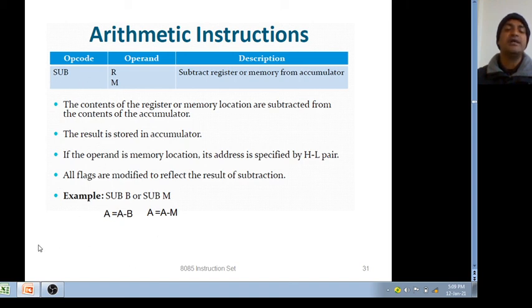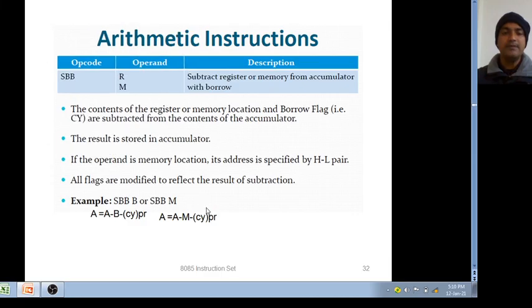Again, it stores the result and affects all the flags. SUB B means A equals A minus B. Similarly, SUB M means A equals A minus M. Next, with borrow. In case of subtraction A minus B, if B is greater than A, in that case borrow is always generated. Borrow is nothing but the value of the carry flag. Okay, if A is greater than or equal to B, in this case borrow is not generated, we do not require borrow. So in that case borrow, meaning the carry flag, will be 0.